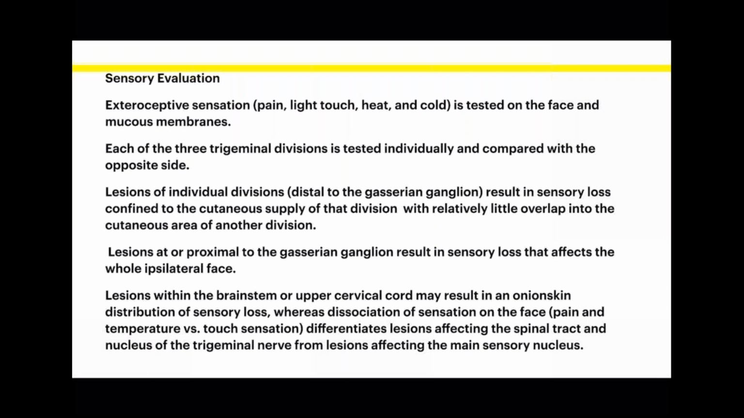Keep in mind that if the lesion is distal to the ganglion, in the periphery, it can only affect the cutaneous supply over the area supplied by the peripheral nerve. But if it's affecting the ganglion itself, it can result in loss of the whole ipsilateral face sensation. And if the lesion is in the brainstem or the upper cervical cord, remember the onion skin distribution of the sensory loss.